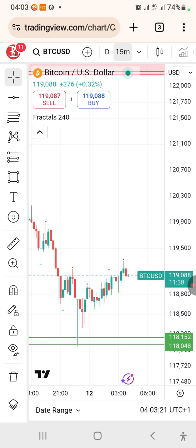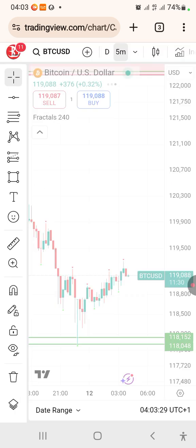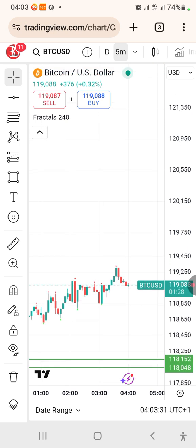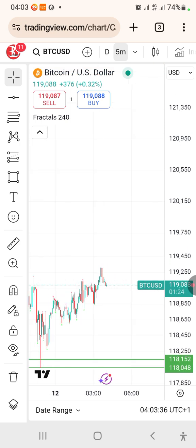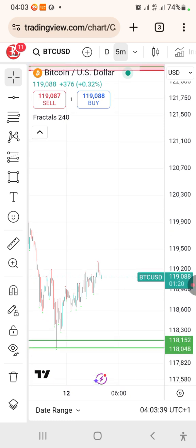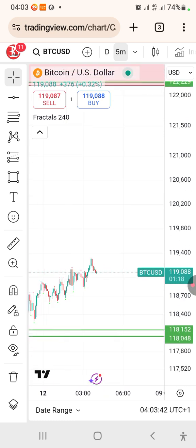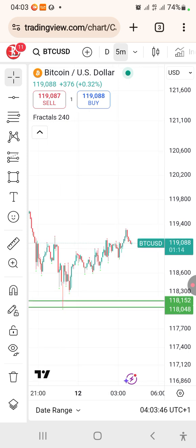Now there are some people who also use 5 minutes, but I always advise use your 15 minutes, because with the 15 minutes the noise is practically reduced. But using 5 minutes or 1 minute, you might get a fake out, a false breakout.